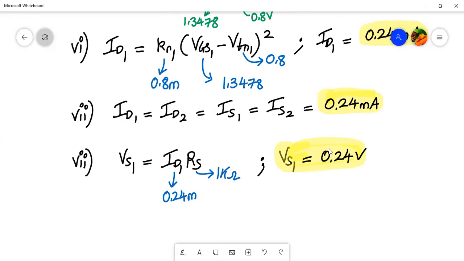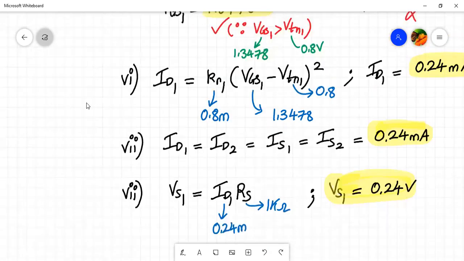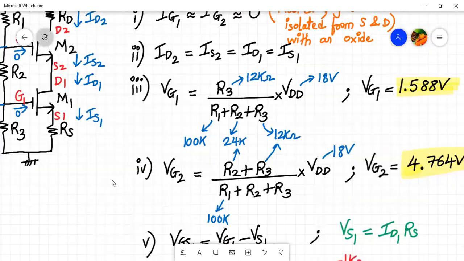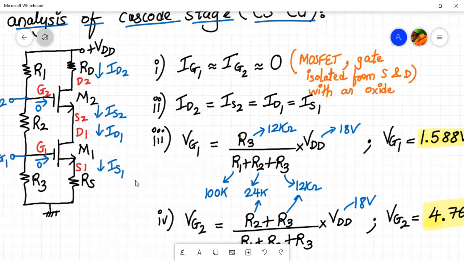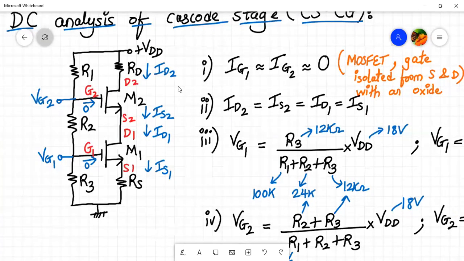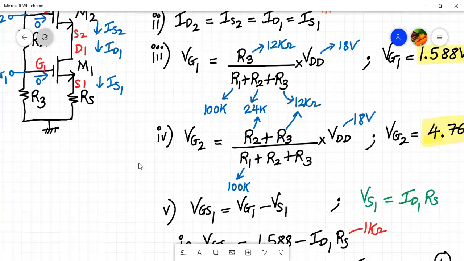Next, we find the value of VD2. All these things we have discussed last time, right? If you want to revise it again, you can refer to the last video lecture from this topic, 18.2, analysis of cascode amplifier. So over here, what was the value of VD2? So VD2 will be VDD minus ID2 into RD. All right. So let us calculate that now.